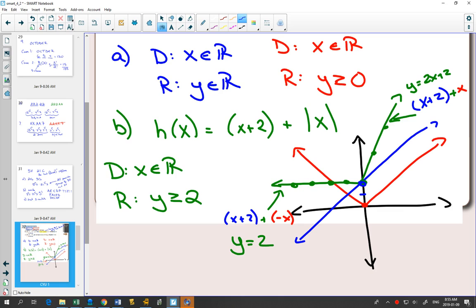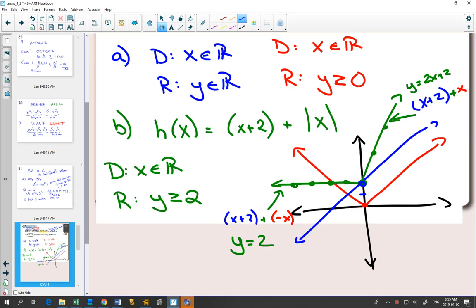So one of the things we started to look at yesterday is if we broke up the absolute value graph into its pieces, then this section of the green graph would be the blue graph, which is x plus 2, and the equation of the red graph here is just x. And if I put x plus 2 and x together, that green line would be 2x plus 2.